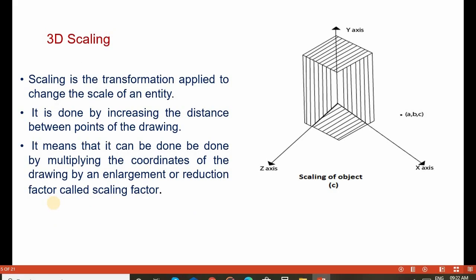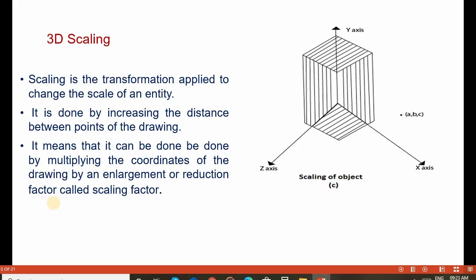Next, the 3D scaling process. 3D scaling is a transformation applied to change the scale of an entity. Scaling is one of the transformation processes. The object may be enlarged or reduced in size. It is done by increasing or reducing the distance between the points of the drawing. It can be done by multiplying the coordinates of the drawing by an enlargement or reduction factor, called the scaling factor.